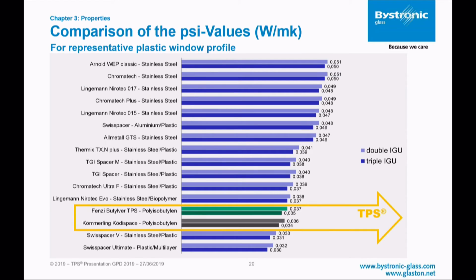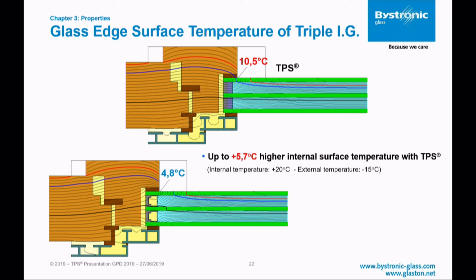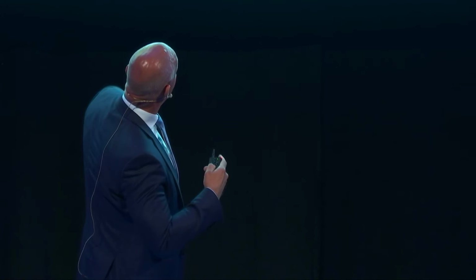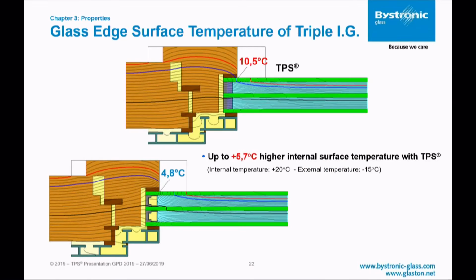Due to the very good Psi value, and also since there is no metal insert in it, you can also reach a higher temperature inside. In comparison to an aluminum spacer, you usually have at this edge 5 degrees or more than 5 degrees warmer with the TPS material, which ensures very good temperature distribution on the glass.